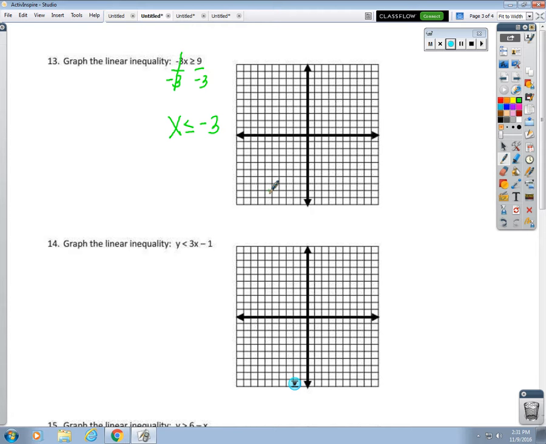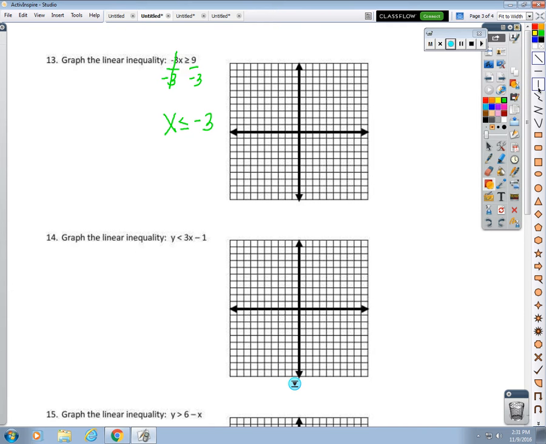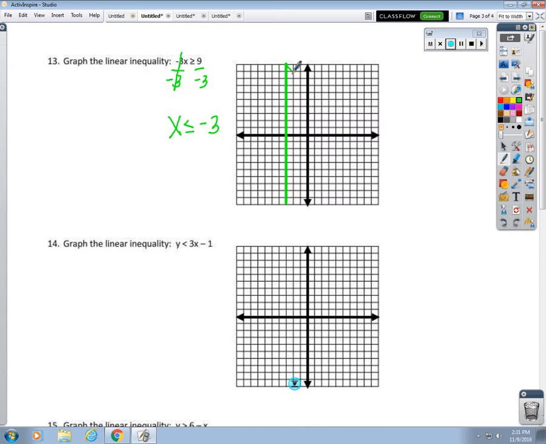Right. Now remember, like I said, anytime you just have x and a number, it wants your line to cross the x-axis at that number. Well, to cross the x-axis, and only the x-axis, you have to have a vertical line. So I'm going to go left 3 to negative 3, and I'm going to cross the x-axis there. Anytime it's just x and a number, it's always a vertical line.